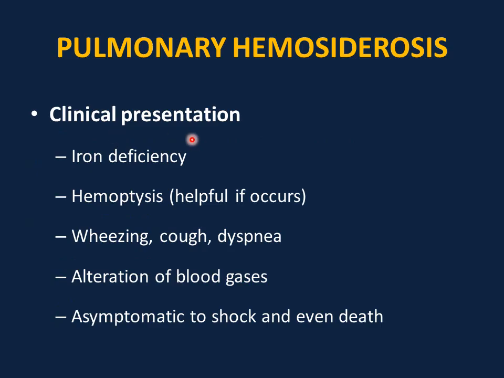Clinical presentation of pulmonary hemosiderosis: iron deficiency anemia, hemoptysis. So if you have a child presenting with iron deficiency anemia and hemoptysis, this is highly suggestive of pulmonary hemosiderosis. Also can present with wheezing, bronchospasm, cough, dyspnea, alteration of blood gas, and can range from asymptomatic to shock or even death.